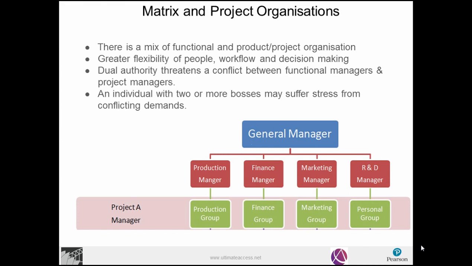Now, the problem with this type of organization is that it tends to bring conflict between functional managers and project managers. Project managers would have one interest, while the functional manager, in this case the finance manager, would have his own interests, and they tend to conflict. Another disadvantage is that the individual, the project accountant, would suffer stress because both managers have their own demands and their own interests. So you'd realize that it would be too much for the individual to carry.